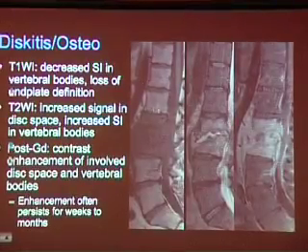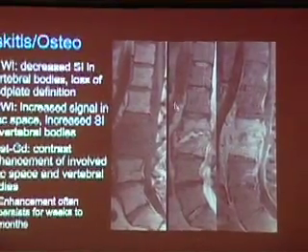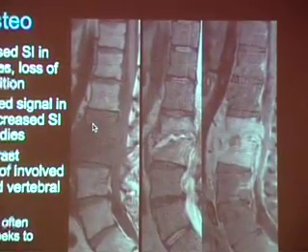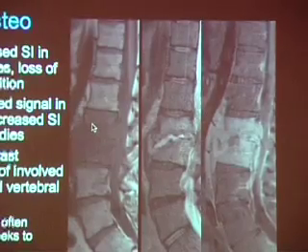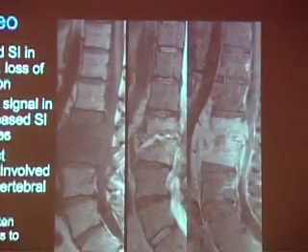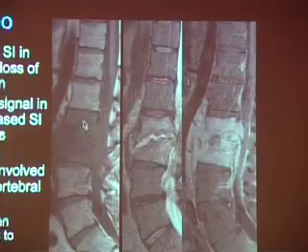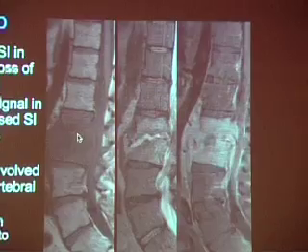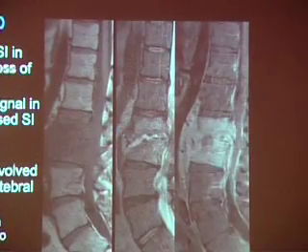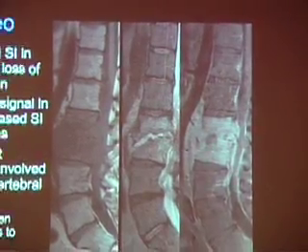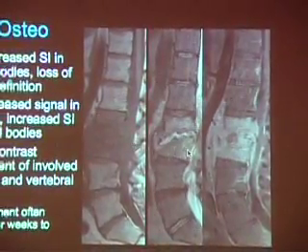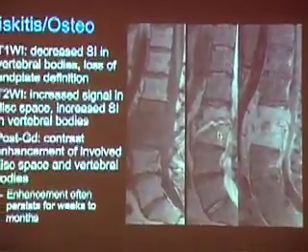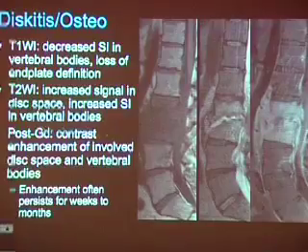With regard to MR imaging, I know we're down at the lumbar level and we're below the conus, but this scan particularly well illustrates the typical MR findings of discitis osteomyelitis. On T1 weighted images, we have decreased signal intensity in the vertebral bodies and loss of end plate definition. On T2 weighted images, with typical pyogenic discitis osteomyelitis, we like to see increased signal within the disc space and increased signal within the contiguous vertebral bodies.